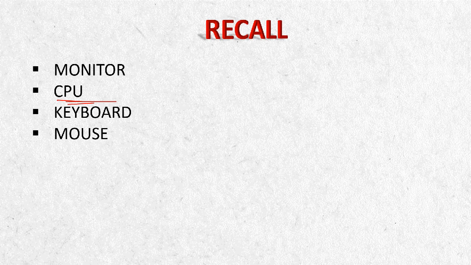Next is keyboard. For giving information to the computer, we'll use keyboard, right? By pressing the keys, you will give the information to the computer. There are 5 main types of keys. What are they? Alphabet keys, number keys, enter key, backspace key, and delete key.